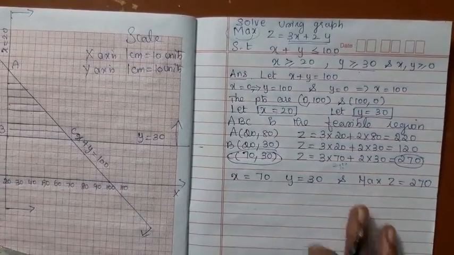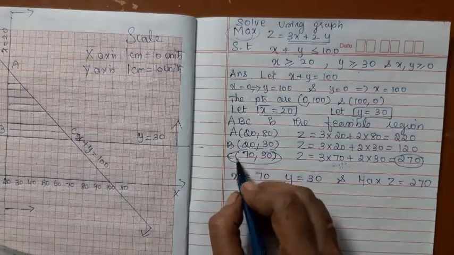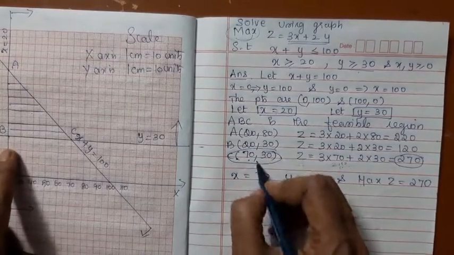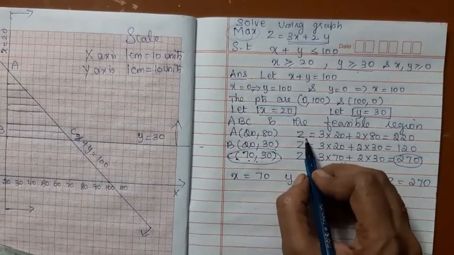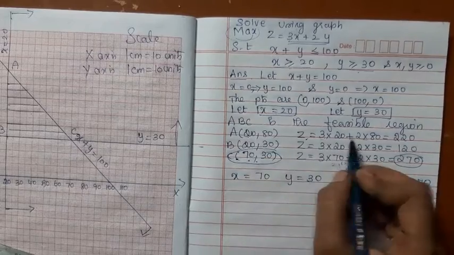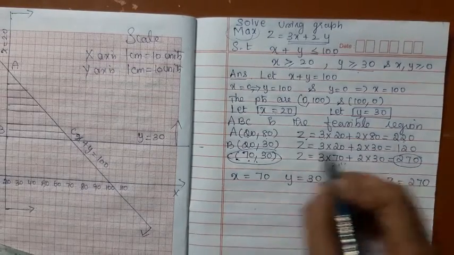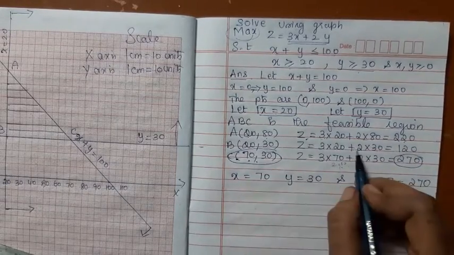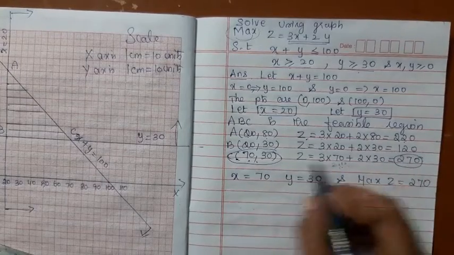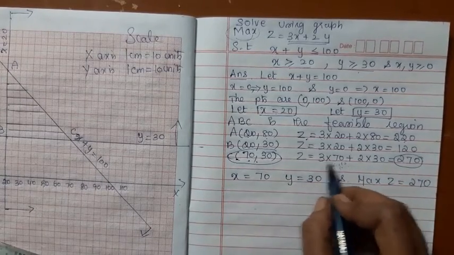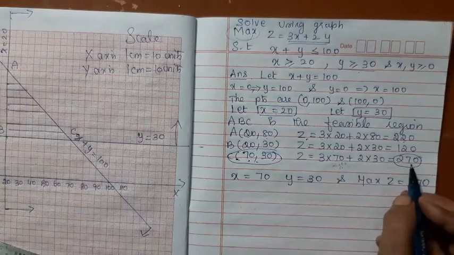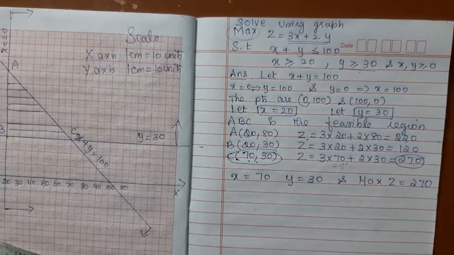Okay, so this is how you solve the problem. For these corners you are calculating the value of z. 3 times the x value plus 2 times 80 gives this answer. 3 times 20 plus 2 times 30 gives this answer. 3 times 70 plus 2 times 30 gives this answer. Okay, thank you.